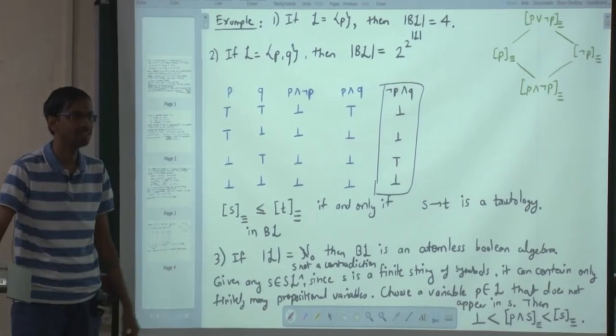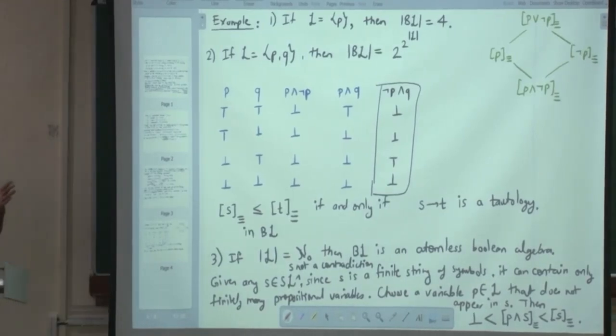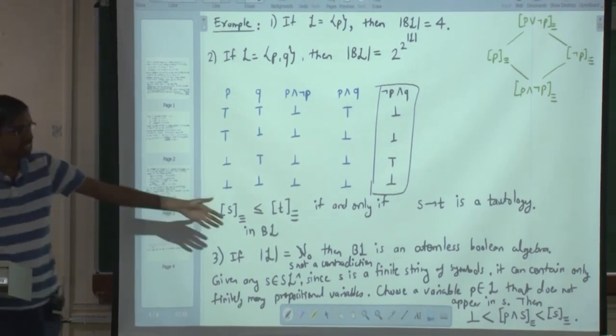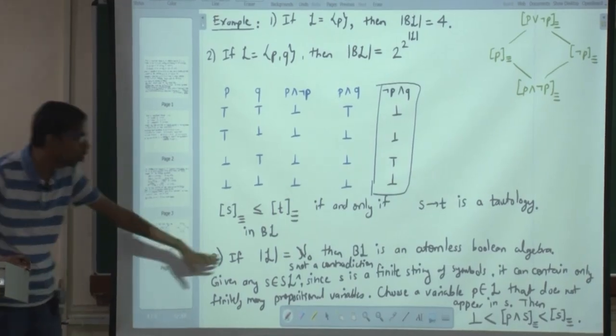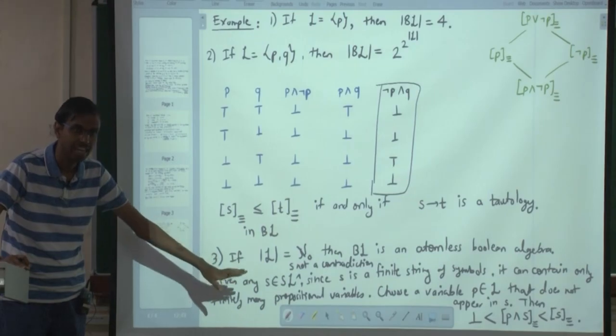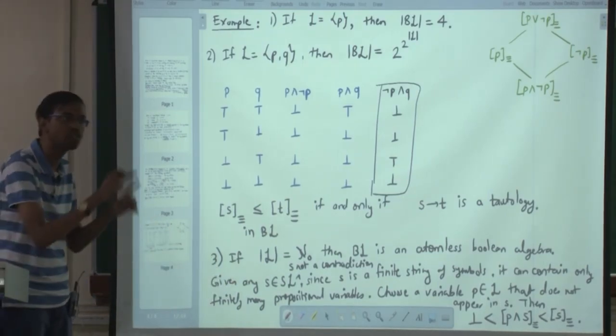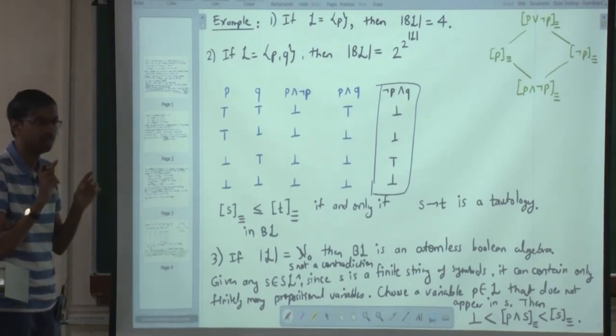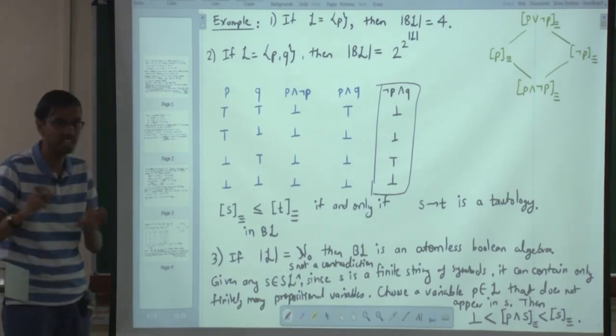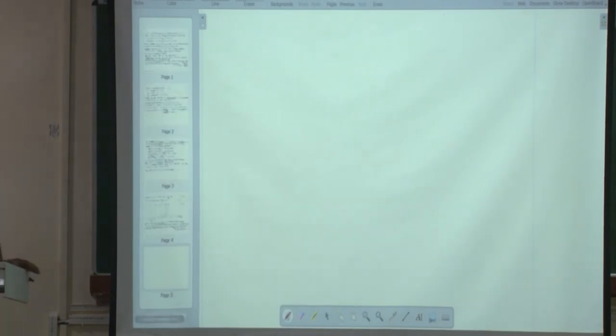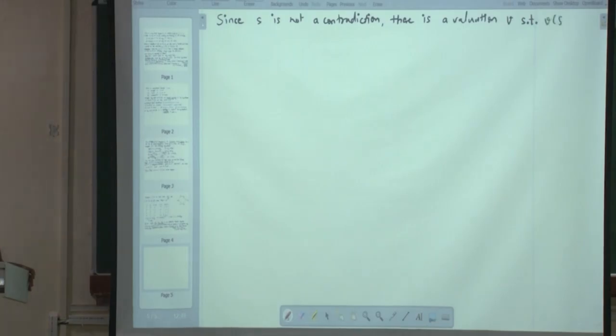We have this strict inequality. The logical equivalence class of S has a strict non-zero lower bound, namely, I just take the conjunction with P. Now, S is not a contradiction, right? So, there exists a valuation V which makes S true. Let me quickly write this down. Since S is not a contradiction, there is a valuation V such that V of S is equal to true.